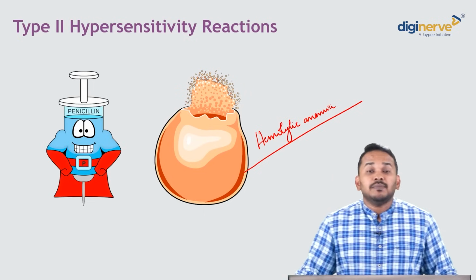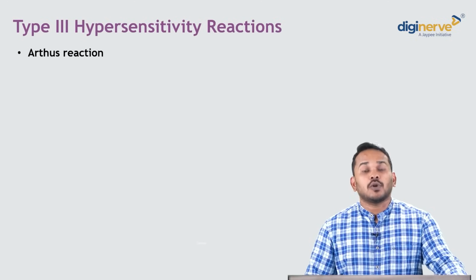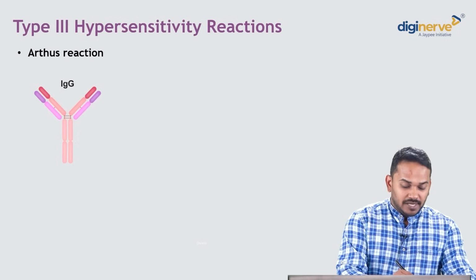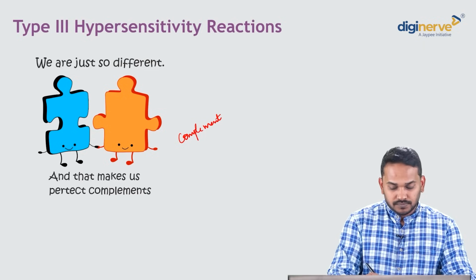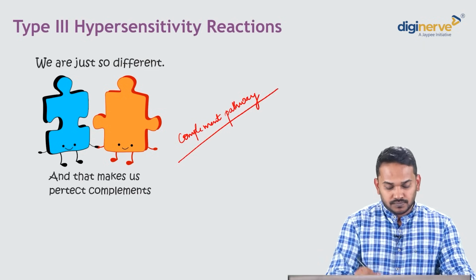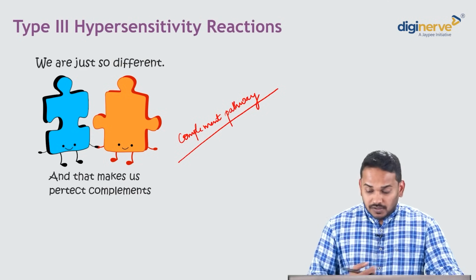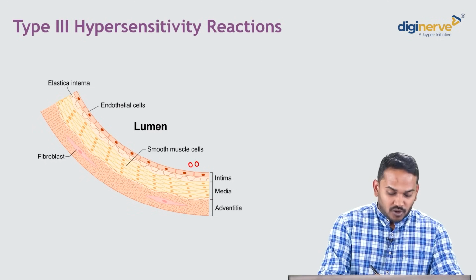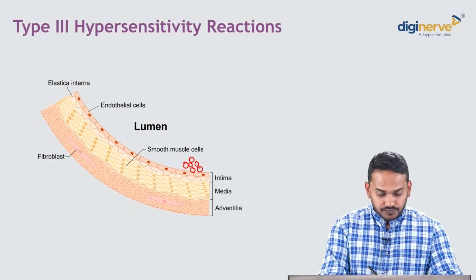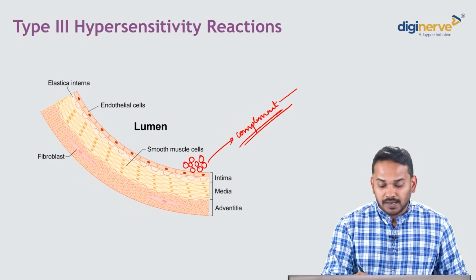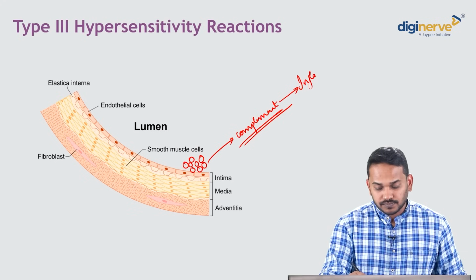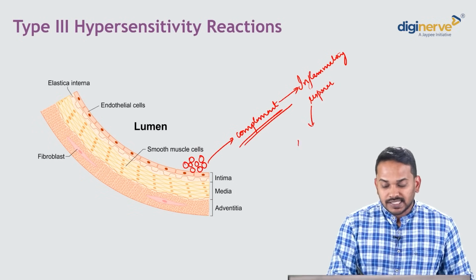Now, we will see what are type 3 hypersensitivity reactions. These reactions are also called Arthus reactions, and they are mediated predominantly by IgG and the complement cascade. So, this IgG will activate the complement system, and this complement will get deposited in the vascular endothelium. The deposition of this complement in the vascular endothelium will trigger an immune response, which will lead to serum sickness.